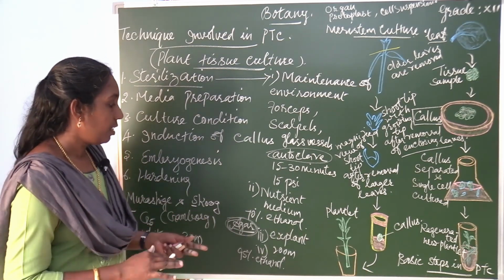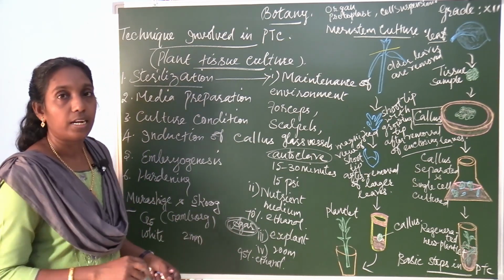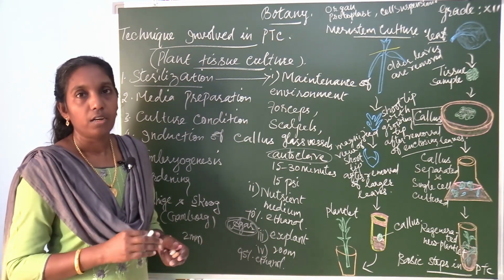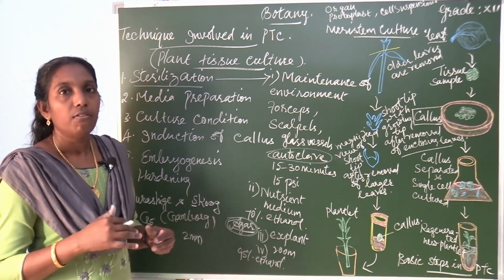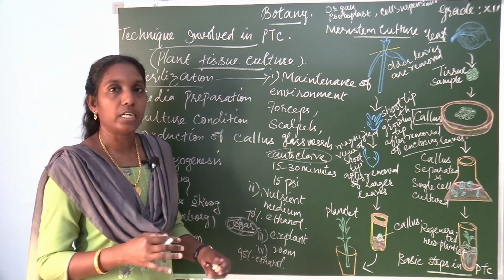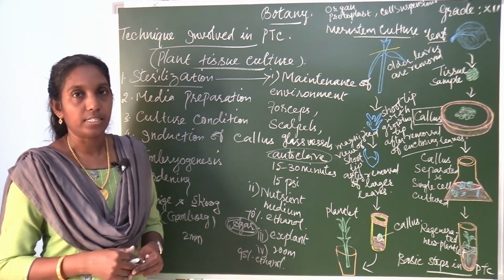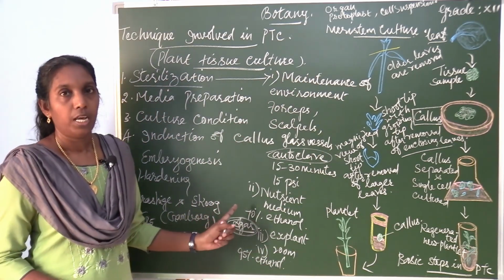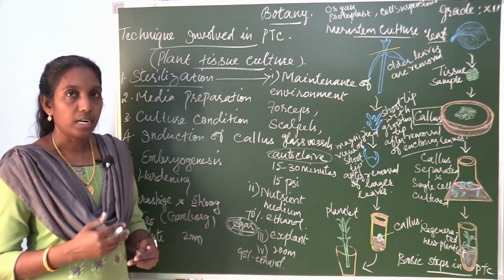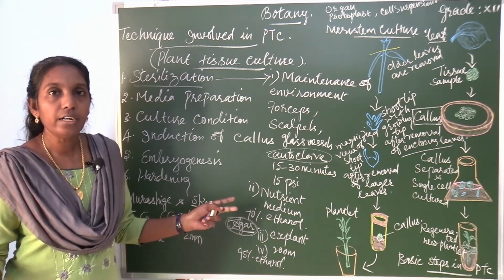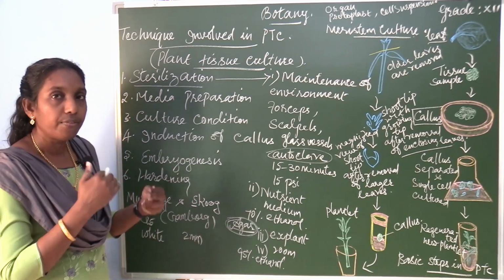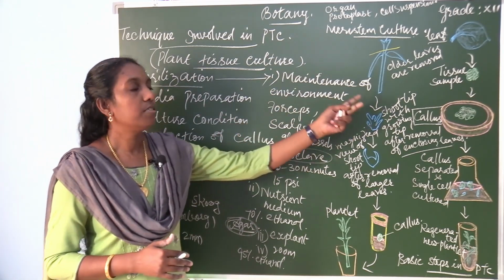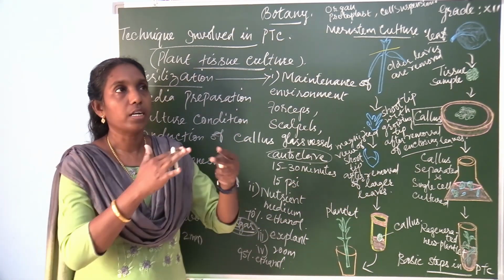Surface sterilization. Then 0.2% mercuric chloride is used for surface sterilization. Finally, ethanol can be used for sterilization. So, all this sterilization is very much important. What is sterilization? Sterilization is getting rid of microbes like bacteria and fungus from the tissues, or in the room or in the environment.